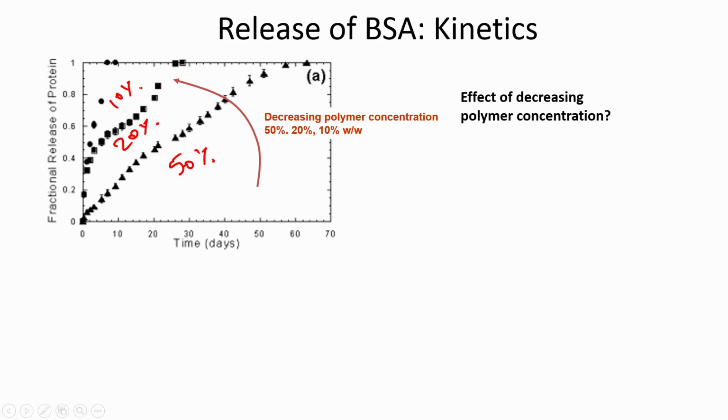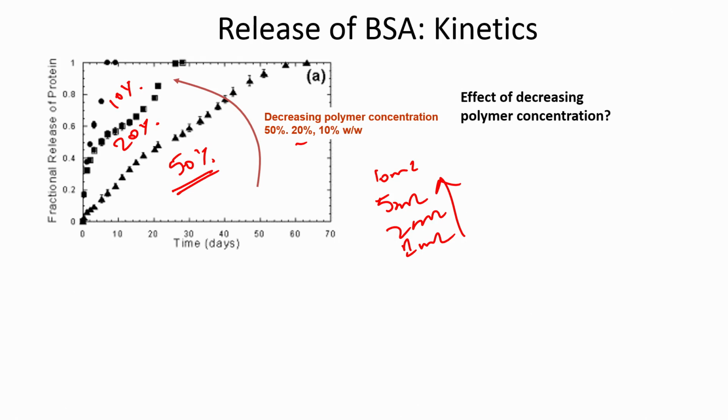So, what does that mean? When I say 50%, that means the polymer is about 50% of the whole volume, right. So, let us say if I make a 10 ml gel, then 5 ml of that is the polymer itself, or 2 ml of that is polymer for 20%, and similarly 1 ml of that is polymer. So, the chains are becoming more and more as you increase the polymer concentration.